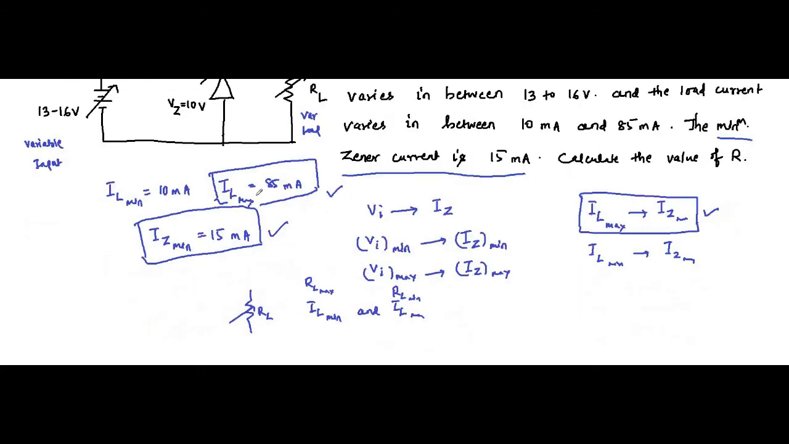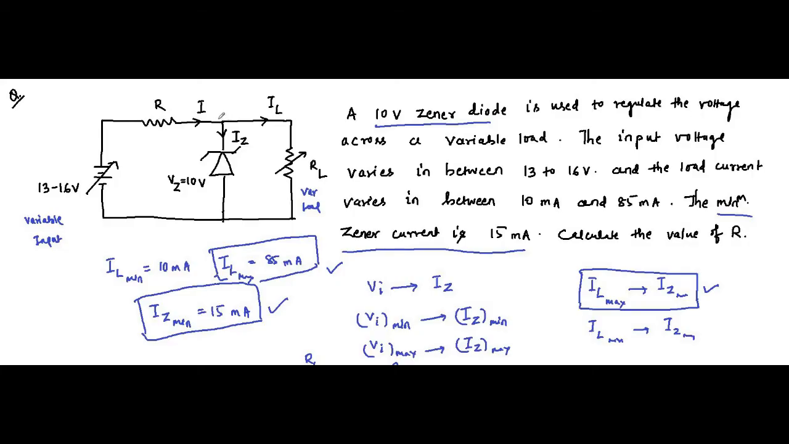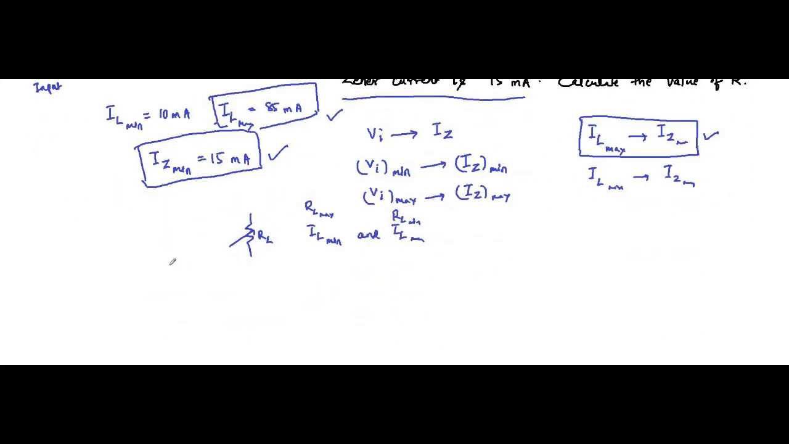Now taking these two, IL max and Iz min, when we apply KCL at this node, we know that the source current I is equal to Iz plus IL. In this case, it is Iz min plus IL max, which is equal to 15 milliampere plus 85 milliampere. That is equal to how much? 100 milliampere. That is the current, I is equal to 100 milliampere.